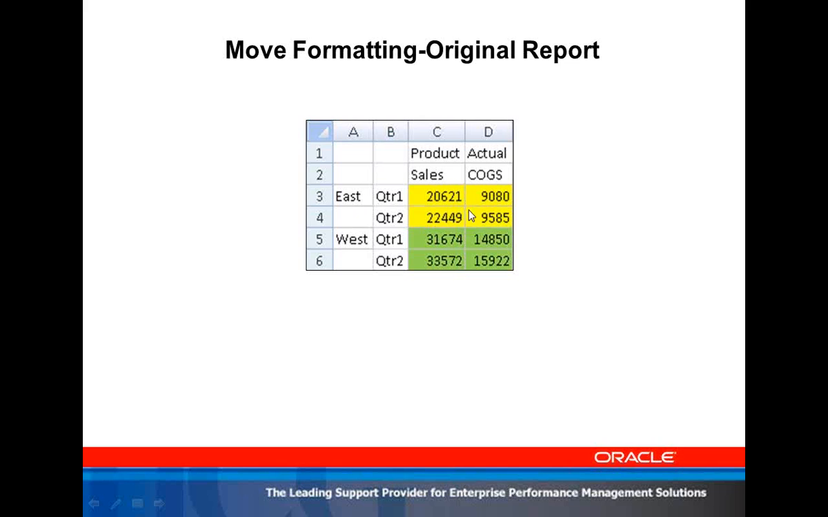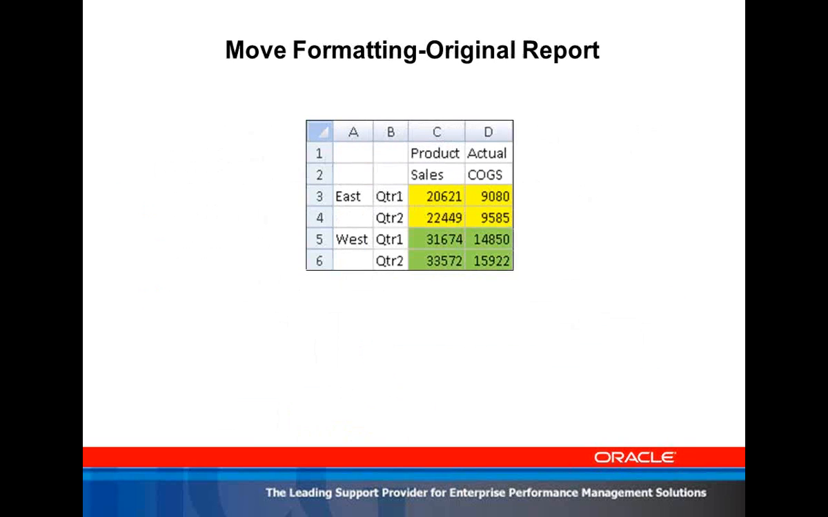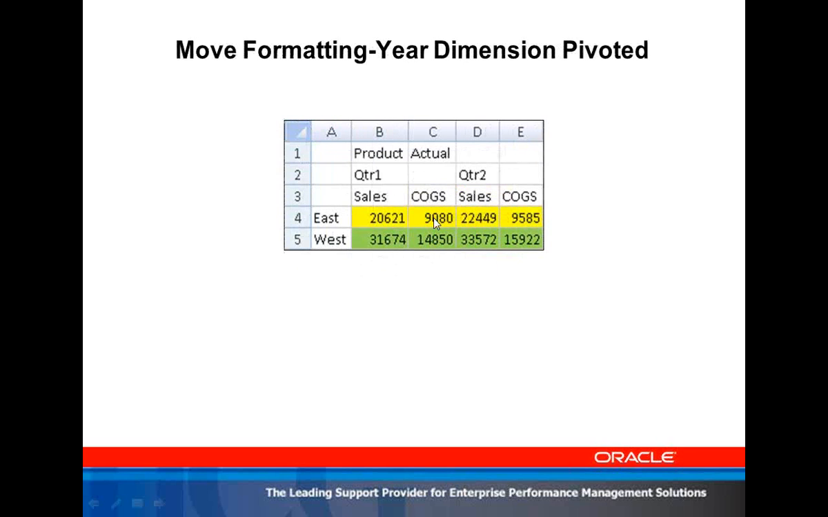And notice that I have my East quarter 1 and 2 numbers colored in yellow and my West quarter 1 and 2 numbers colored in green. If I did not have this move formatting on operations option checked, then anything I did further, Essbase-wise, these 8 cells would remain formatted the way they are. They wouldn't follow the data.